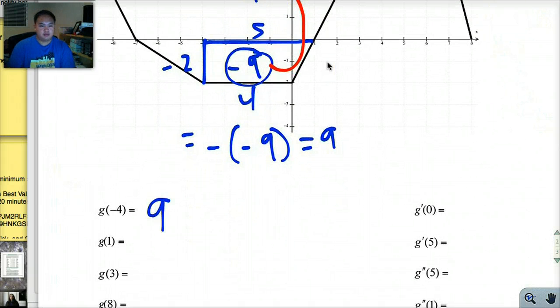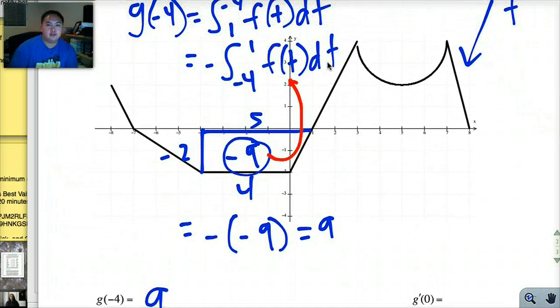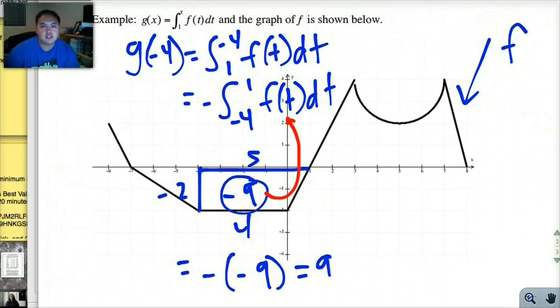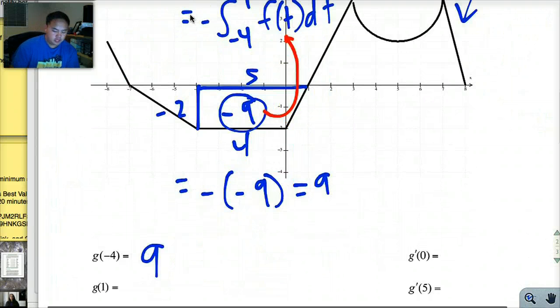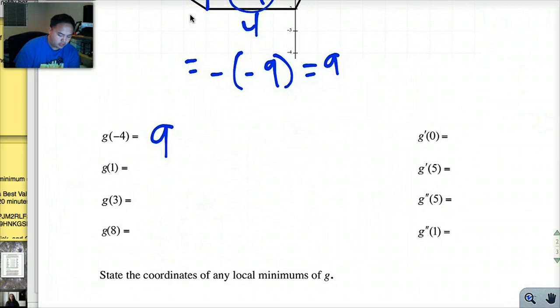Now, it says g of 1. If I do g of 1, you may notice that now this turns into 1. And remember, anytime the bounds are exactly the same, so g of 1 is from 1 to 1, the answer is going to be 0. There is no area under the curve if the bounds are exactly the same.